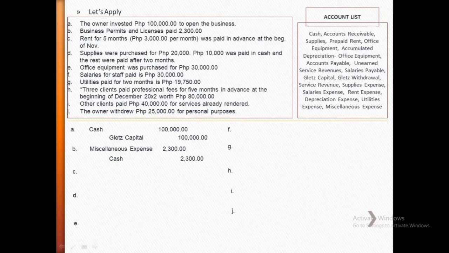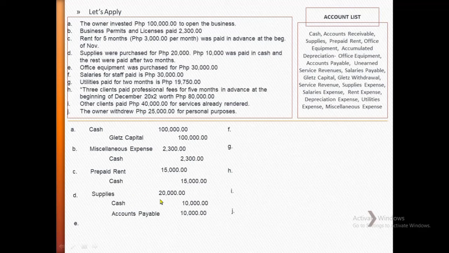Next is letter C. You have paid advance rent for 5 months. So what will you do? Of course, debit prepaid rent 15,000 and credit cash 15,000. Transaction letter D has already been answered and analyzed earlier. So we debit here supplies 20,000 and credit cash for the down payment, and the unpaid balance is credit accounts payable of 10,000. And of course, on letter E, since you have purchased a new asset, we are going to debit office equipment 30,000, but we're going to credit cash 30,000 because we have sacrificed the cash.